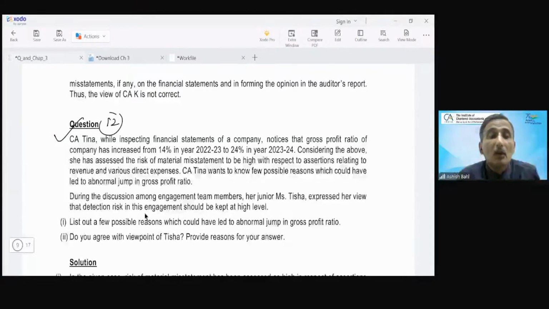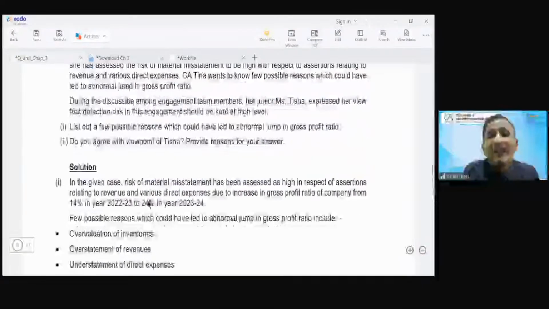Okay. So what does the question ask from you? The question asked is to list out a few possible reasons which could have led to an abnormal jump in gross profit ratio. Do you agree with the viewpoint of Tisha? Provide your answer. So the first part is basically an accounting part.